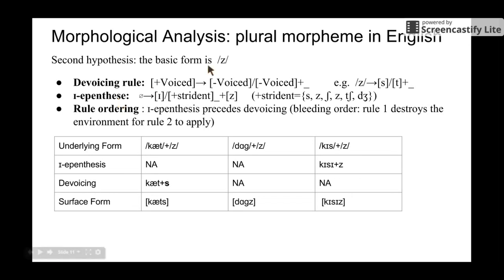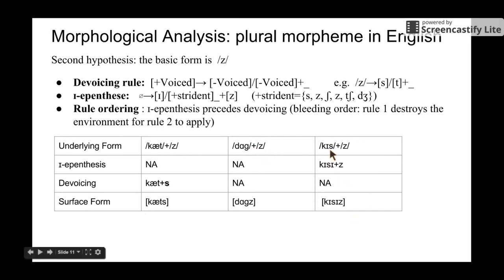So again, we have the vowel insertion precedes devoicing. This is the right ordering. Okay, I'll show you why this is the case. So again, we have three words to derive. The vowel insertion rule does not apply to cats because this is not the right environment. It does not apply to dogs as well because g is not a triggering environment for the vowel insertion.